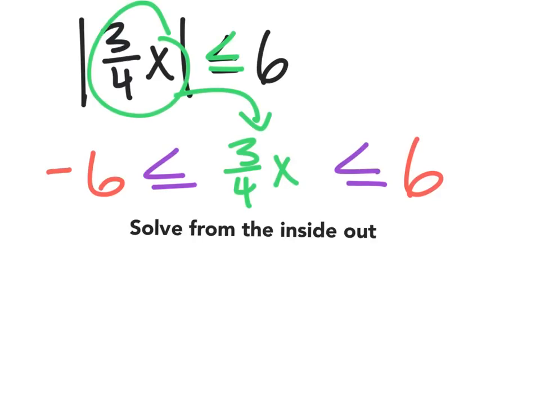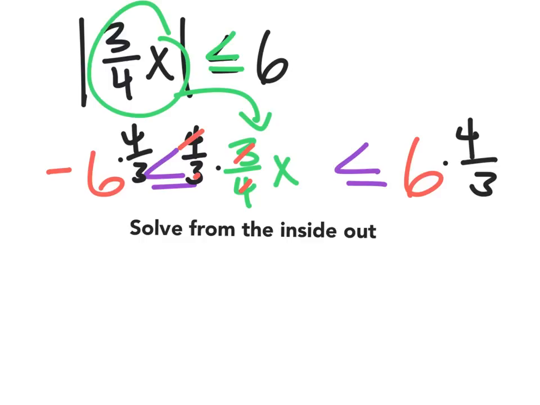Okay, so now we got to solve for x, and to do that we're going to solve from the inside out. So I got to get rid of this 3/4. To get rid of 3/4, you multiply by 4/3. Because that's going to cancel the 4s and the 3s. But whatever we do to this inside, we have to also do to each of these sides. Everything gets multiplied by 4/3.